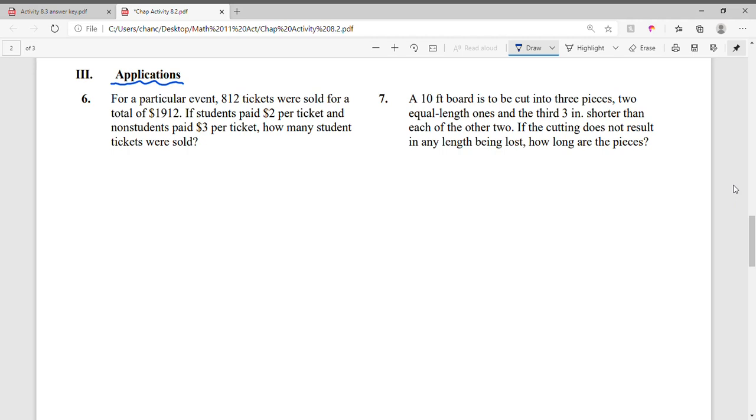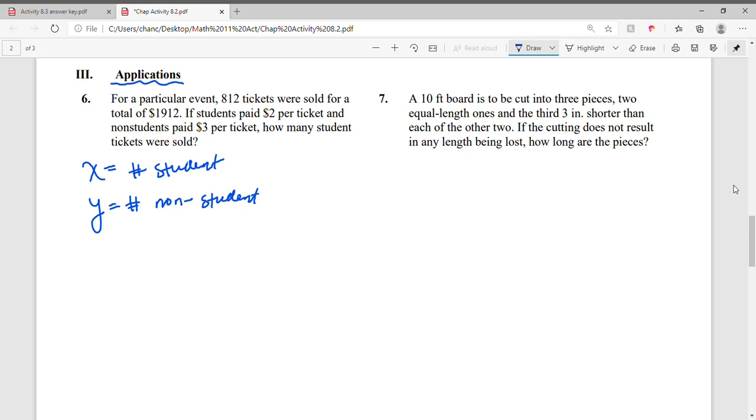For a particular event, 812 tickets were sold for a total of $1,912. If students paid $2 per ticket and non-students paid $3 per ticket, how many student tickets were sold? To start the problem, let's give some variables names. We'll let x equal the number of student tickets sold, and I'm going to let y be equal to the number of non-student tickets sold.